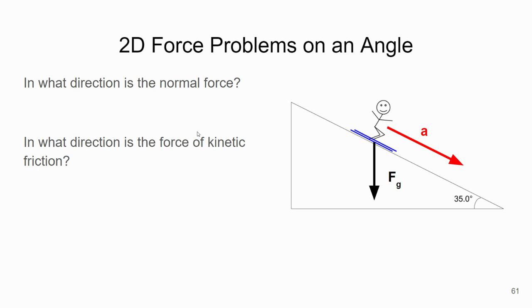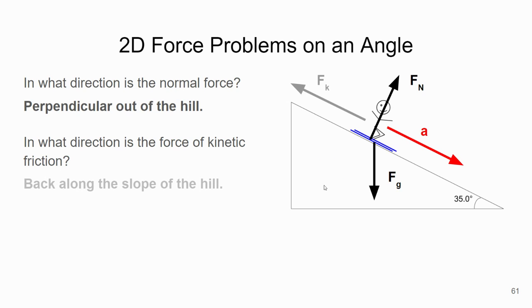In what direction is the normal force? Okay, well, normal means perpendicular. So the normal force in this case is the perpendicular force between the ground and Denise, her skis in this case. And that is perpendicular out of the hill. So it's up and to the right in this direction. And in what direction is the force of kinetic friction? Well, Denise is moving along the hill this way, so down and to the right. Friction opposes motion, so the force of kinetic friction must be in that direction, up and to the left, back along the hill that way.